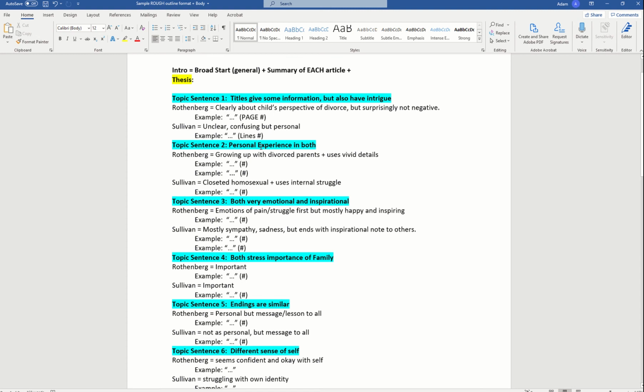Another idea is I thought both authors use personal experience. I'm looking for similarities and both talk about themselves. So Rothenberg, my plan to write about her is that she grew up with divorced parents and she uses vivid details. I'm going to give an example of anything she says about growing up with divorced parents. I mean, so much of it's in first person. I can use any quote that I can explain well. And I'm going to try to give a quote about something that is really specific. The vivid details that stood out to me are when she's describing her mom walking backwards through the house, turning off the lights, or her brother playing chess or checkers.